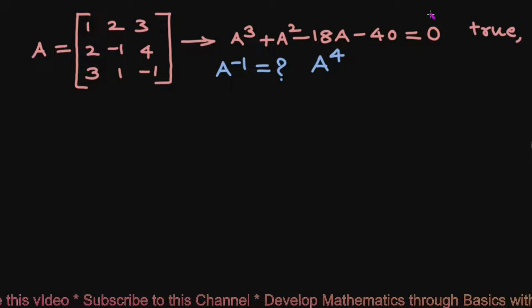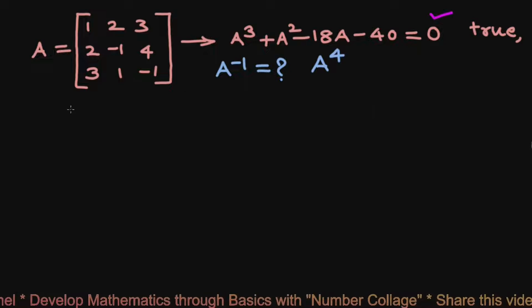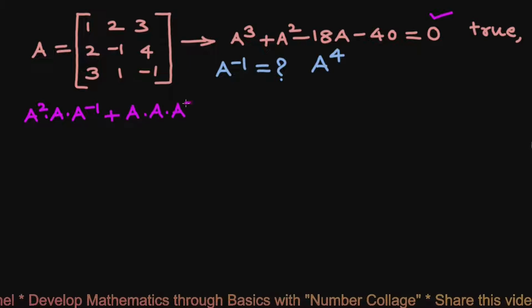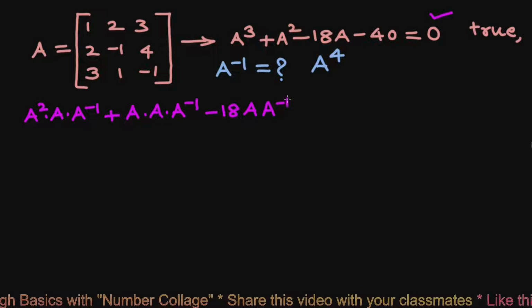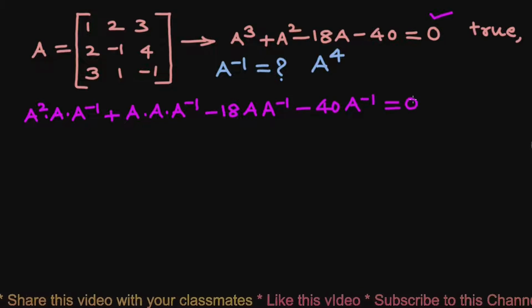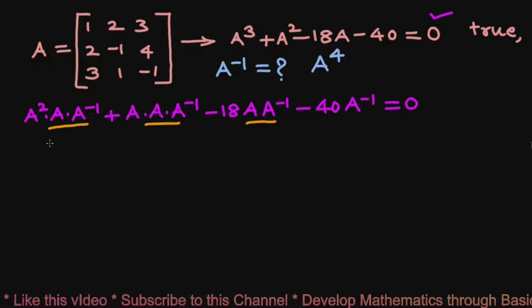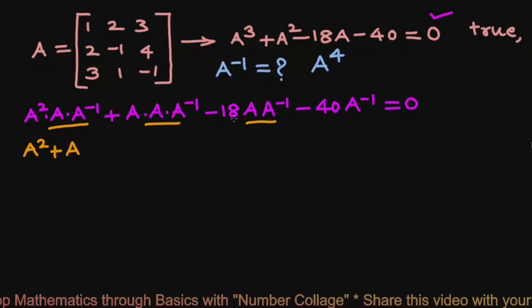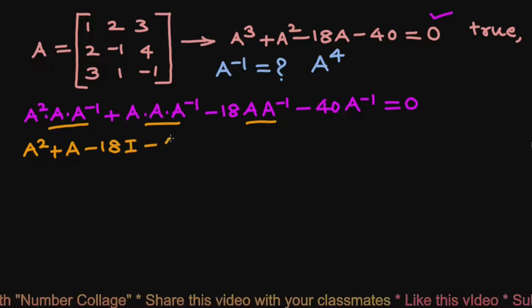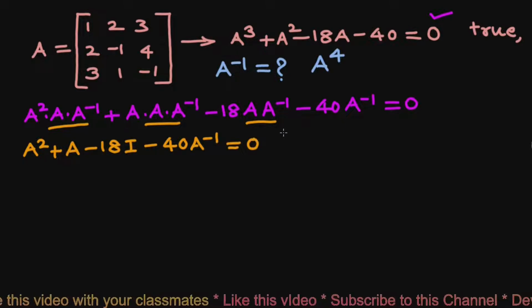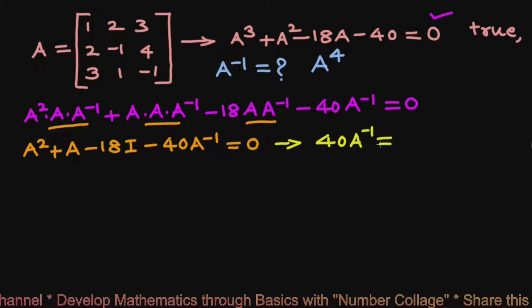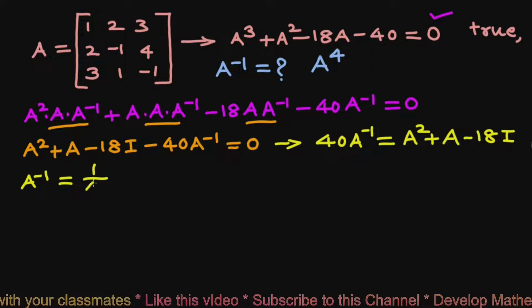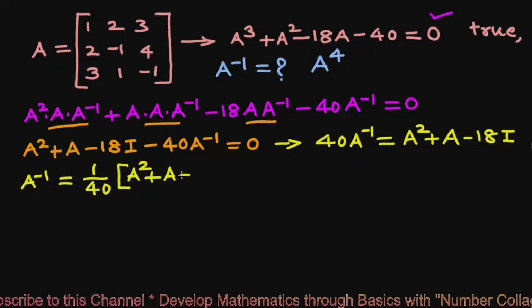Since it is given that this equation is true, we will multiply this equation by A inverse and write A squared into A inverse plus A into A inverse minus 18A into A inverse minus 40 into A inverse equals 0 matrix. Now we know that A into A inverse is identity matrix I. So A square into I will be A squared. A into I will be A. Minus 18 into I will be minus 18I minus 40 A inverse equals 0 matrix. This we write as 40 into A inverse equals A squared plus A minus 18I. So A inverse will be 1 by 40 times the expression A square plus A minus 18I.